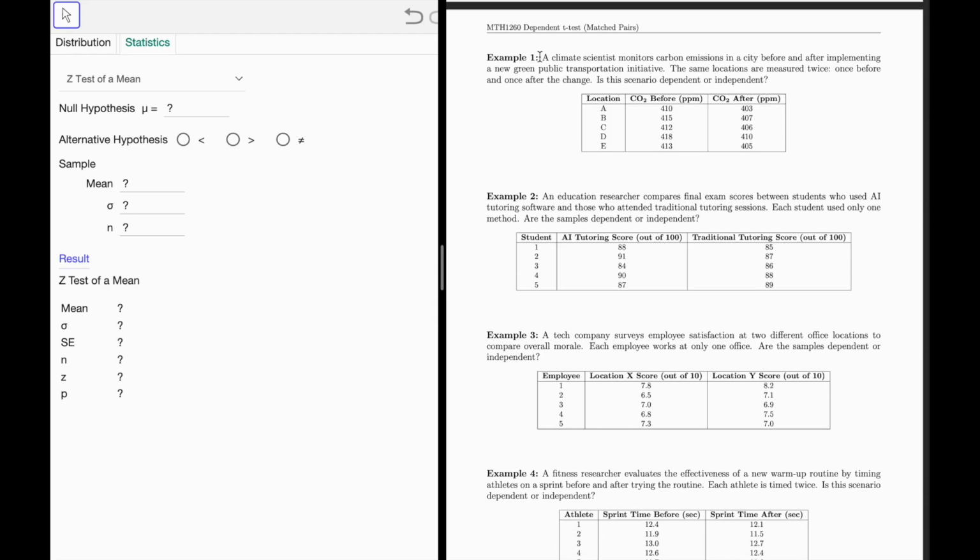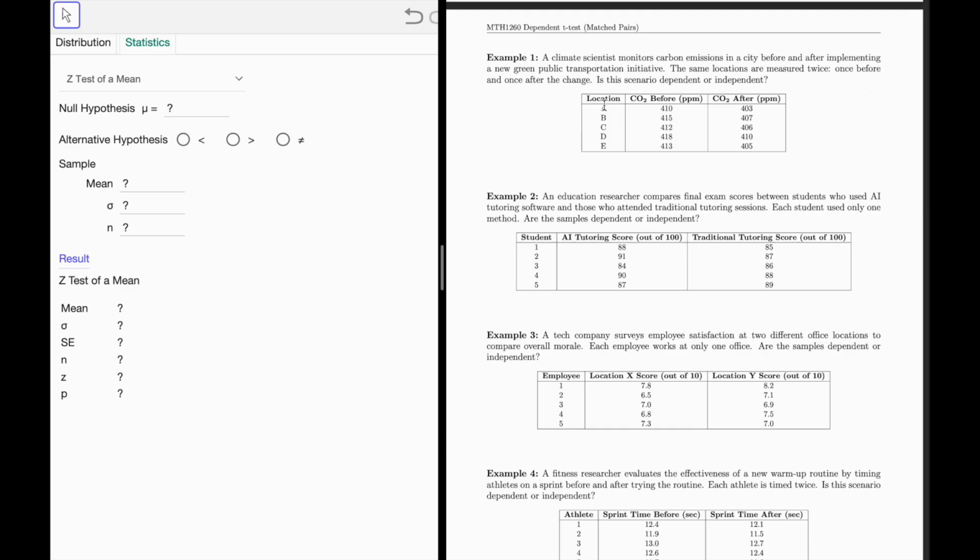In example 1, it says a climate scientist monitors carbon emissions in a city before and after implementing a new green public transportation initiative. The same locations are measured twice, once before and once after the change. Is this scenario dependent or independent?